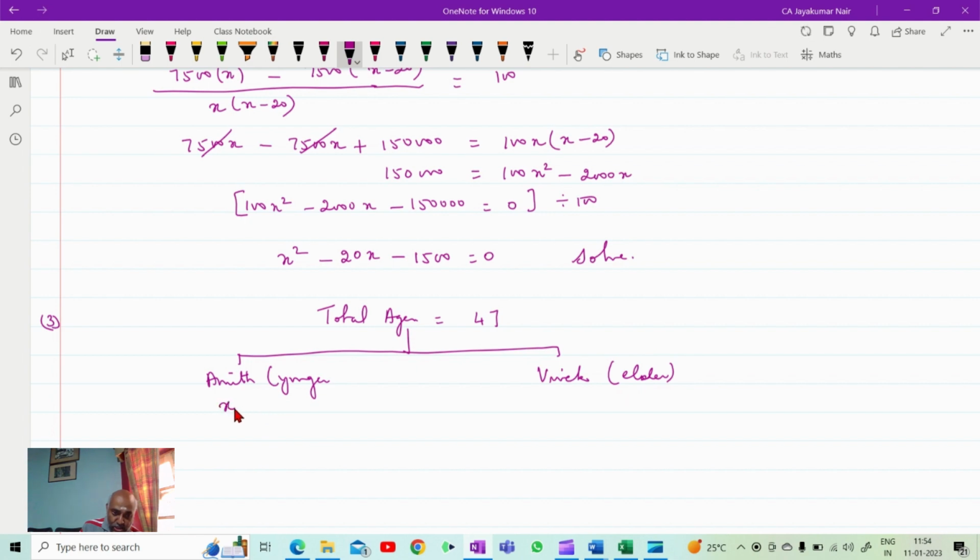So let his age be x years. So Vivek has to be 47 minus x, because x plus 47 minus x only will give you 47. This x gets cancelled, you will get 47. Only if this is 47 minus x will it add up to 47. So I'm assuming Amit's age to be x years and Vivek's age will be 47 minus x.